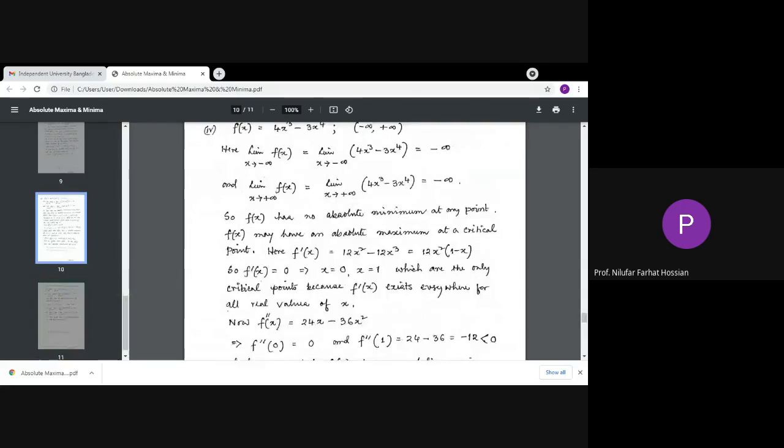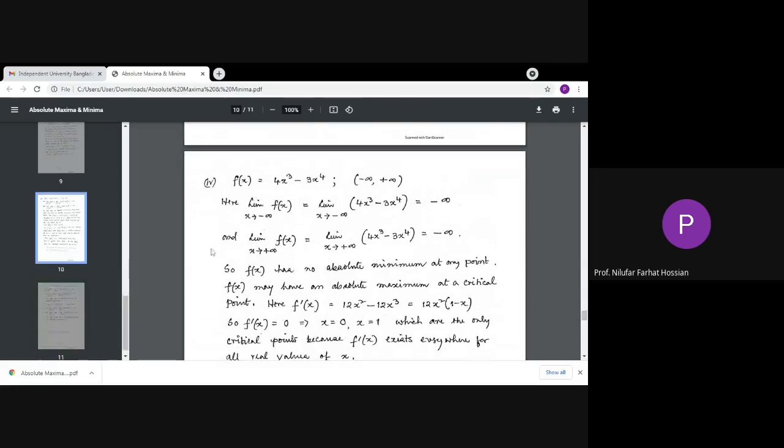We have 2 more pages here. Now the function is 4x^3 - 3x^4. The interval is minus infinity up to plus infinity. So when you take the limiting value, when x tends to minus infinity, you see this power is 3 and this power is 4. Definitely this term is greater than this term. So the result will be minus infinity.